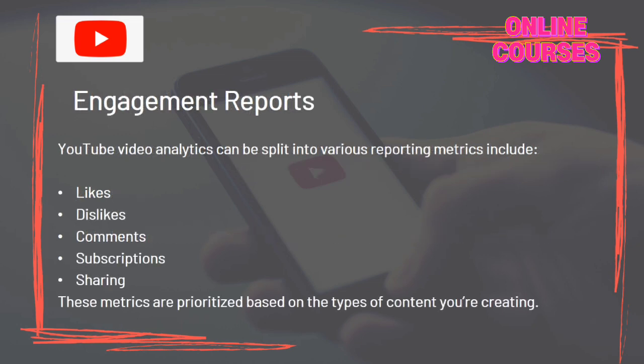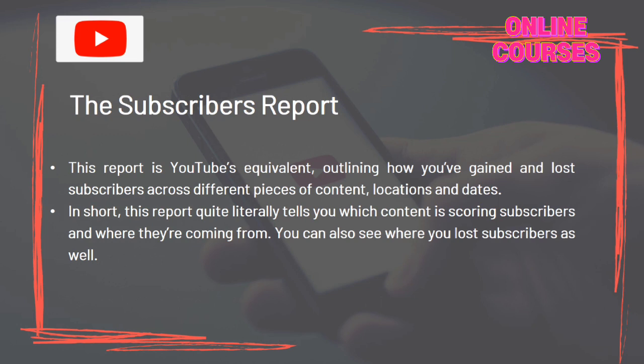Engagement Reports. YouTube video analytics can be split into various reporting metrics, including likes, dislikes, comments, subscriptions, and sharing. These metrics are prioritized based on the types of content you're creating. The Subscribers Report. This report outlines how you've gained and lost subscribers across different pieces of content, locations, and dates. In short, this report quite literally tells you which content is scoring subscribers and where they're coming from. You can also see where you lost subscribers as well.